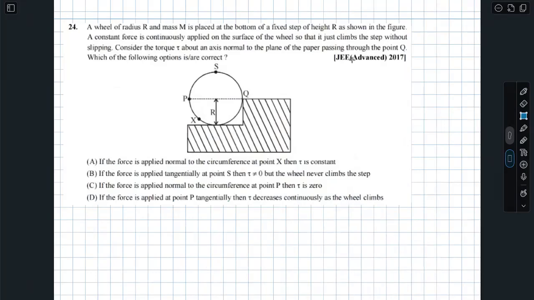Right. A wheel of radius R and mass M is placed at the bottom of a fixed step of height R, as shown in the figure. Constant force is continuously applied on the surface of the wheel so that it just climbs the step without slipping. Consider the torque tau about an axis normal to the plane of the paper passing through the point Q. Which of the following options is are correct? Try చేయండి ఒకసారి.